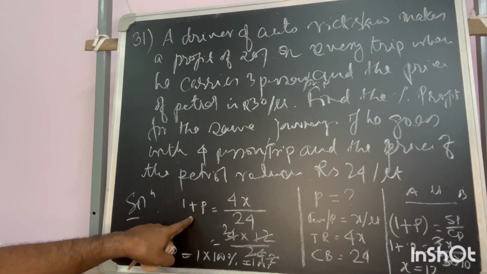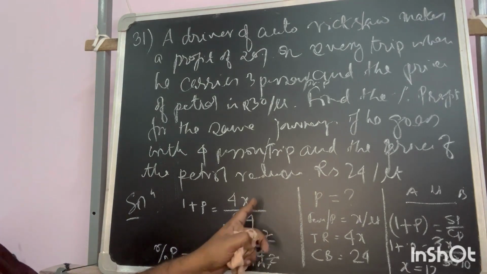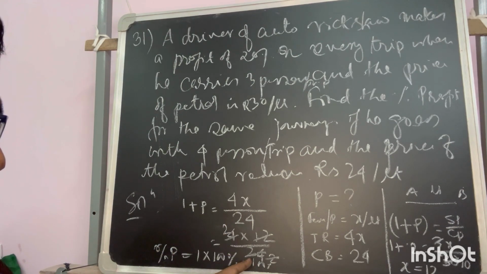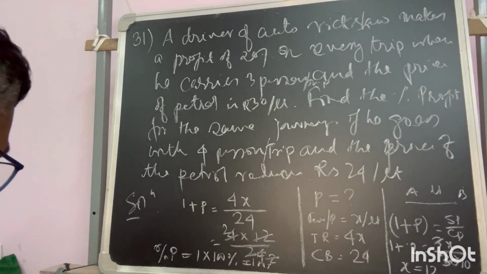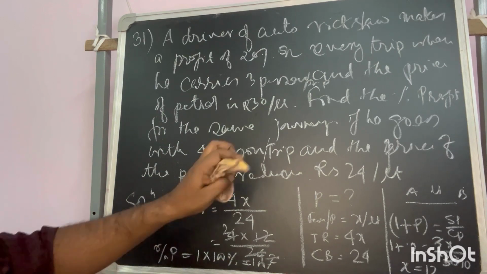So 1 plus P is equal to 4 into X by the cost he has incurred, 24. 4 into 12 by 24 is 2. So in this case he is getting a profit of 100%.